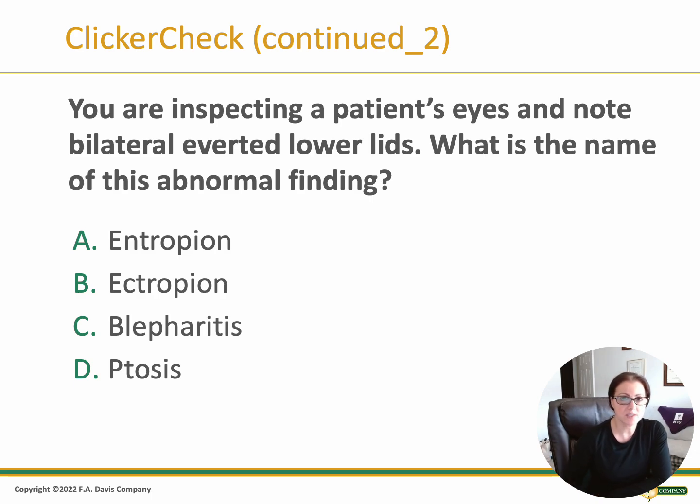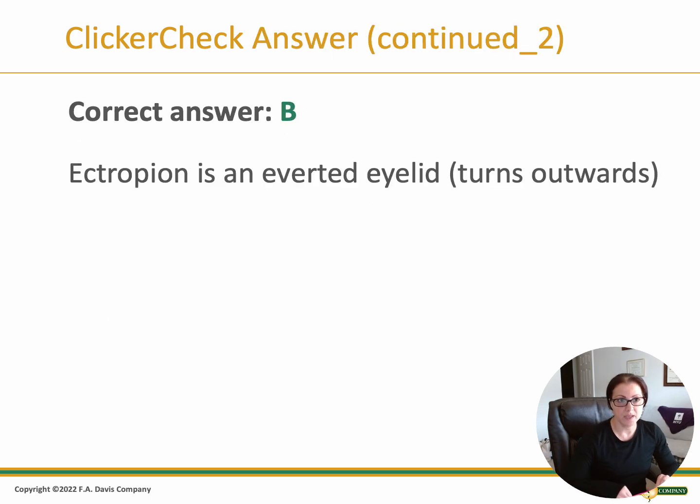You're inspecting a patient's eyes and note bilateral everted lower lids. What is the name of this abnormal finding? If you said B, ectropion, you are correct. That's an everted lid.